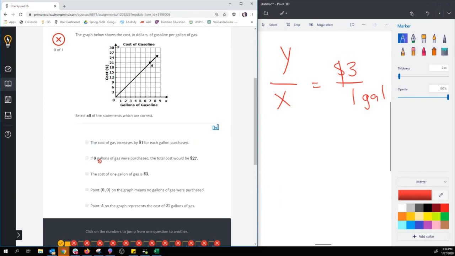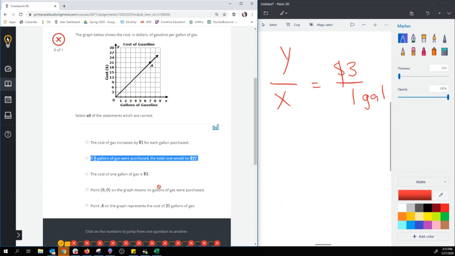The next one says if 9 gallons of gas were purchased, the total cost would be $27. So if I look at 9, right, because that's how many gallons of gas I'm buying, and I go all the way up, if I were to extend this arrow, it would pass right through this dot right here. And if I go all the way to my y-axis, I end here at $27. So if I buy 9 gallons of gas, would I pay $27? Yes, exactly. So this one is true.